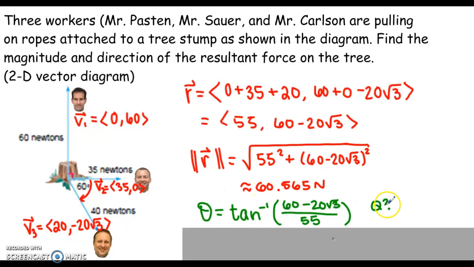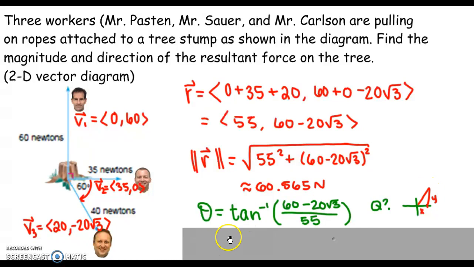And then we just want to verify what quadrant that's in. So I have a positive x, so I'm looking at 1 or 4, because it's positive 55. And then 60 minus 20 times the square root of 3. Well, 3 is smaller than 4. The square root of 4 is 2. So this is under 40, which means the y value is positive, which is telling me I'm in my Q1. So my x and y are positive.